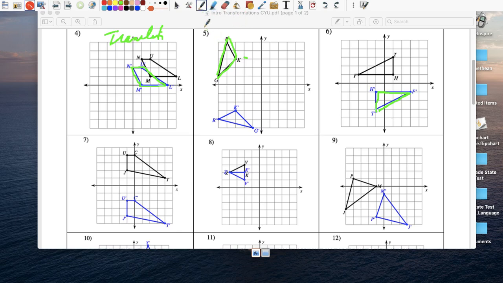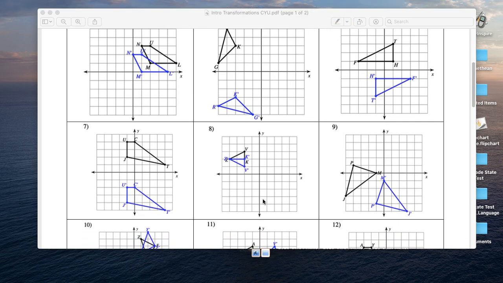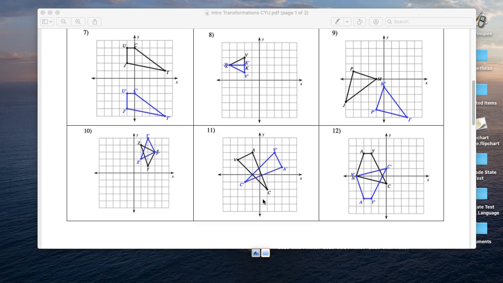So this one, why is this a rotation? Oh, there we go. So if I rotate it, look, I'm rotating it. Look, after rotation, it becomes that way. All right, now that I know how to do rotations. Next one.